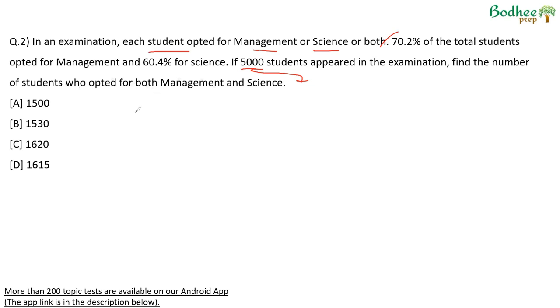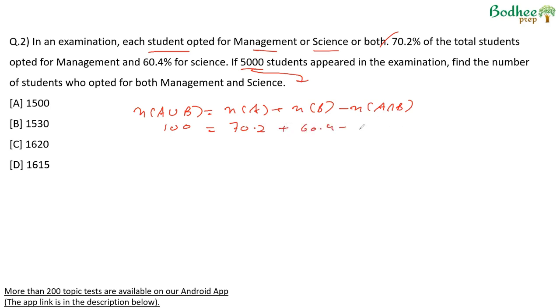So again, what we do is N of A union B, the total number of people who wrote the examination, would be N of A plus N of B minus N of A intersection B. A intersection B would be the people who wrote both the examinations, direct formula. Since everyone opted for an examination, A union B becomes 100. A is for, say, management. So A would be 70.2 plus 60.4 minus the number of people who wrote both the examinations.